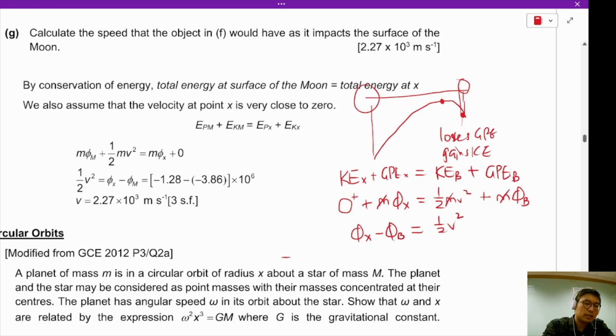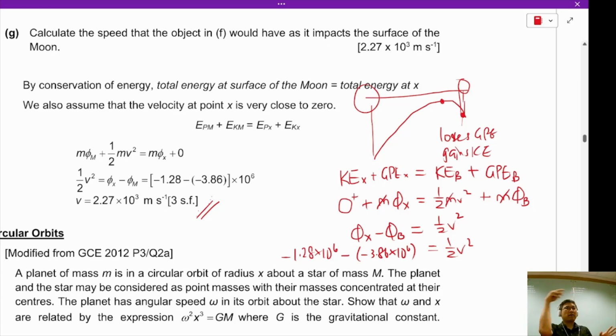So we can put down phi x, which is minus 1.28 times 10 to the power of 6, minus minus 3.86 times 10 to the power of 6, equals half v squared. Then the velocity at which it hits the moon's surface will be 2.27 times 10 to the power of 3 meters per second. What does this mean? This means that if your rocket doesn't have any way to slow it down, it's going to hit the moon's surface at a minimum speed of 2.2 kilometers per second. So it's very important to have sufficient fuel to decelerate before it hits the moon's surface.